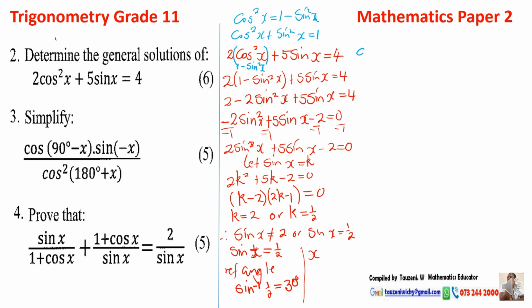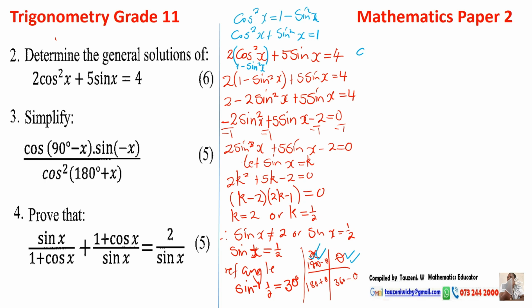So in quadrant 1, if we may quickly go to the quadrants here. In quadrant 1, the angle is theta. In quadrant 2, the angle is 180 minus theta. In quadrant 3, the angle is 180 plus theta. In quadrant 4, the angle is 360 minus theta. Now your solutions are in the quadrants where sine is positive. That is quadrant 1 and quadrant 2.